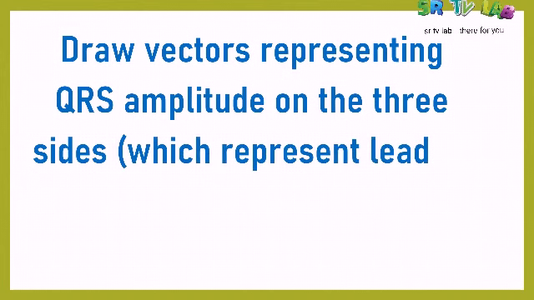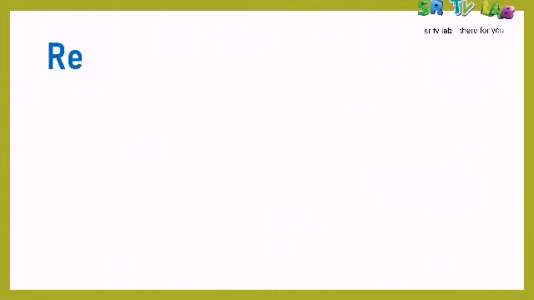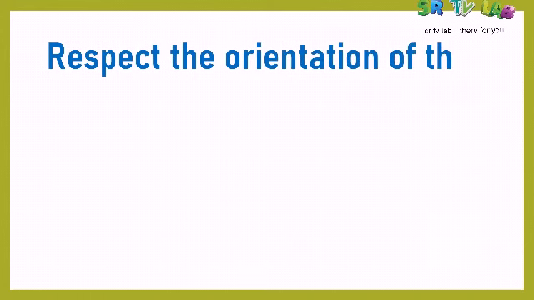Every side represents a lead. There is lead 1, lead 2, and lead 3. You will use the same scale on every side. If you have taken, for example, millimeters, you use millimeters. If you have taken centimeters, use centimeters on every side representing the leads. The other thing, you have to respect the orientation of the vectors.